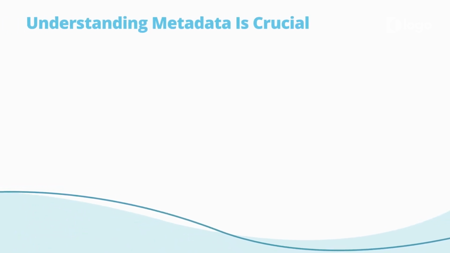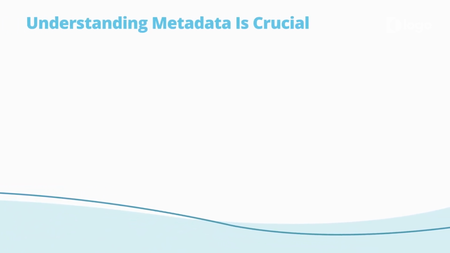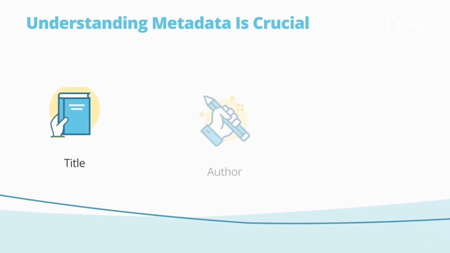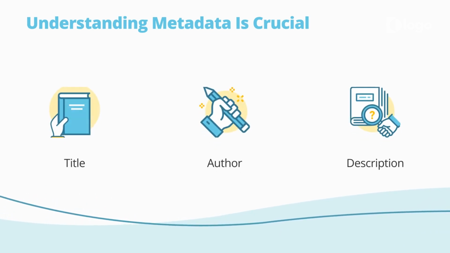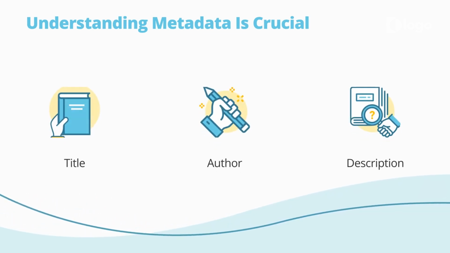Understanding book metadata is crucial for maximizing your book's visibility. It includes essential details like title, author, and description, which help readers and retailers find your book through relevant search terms.